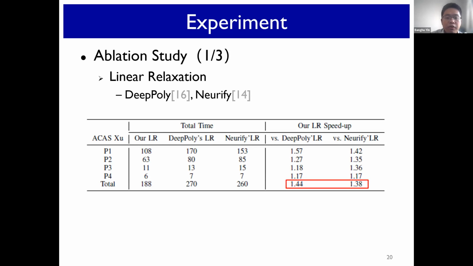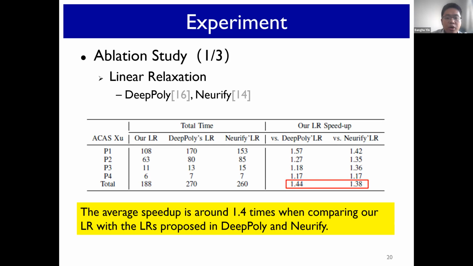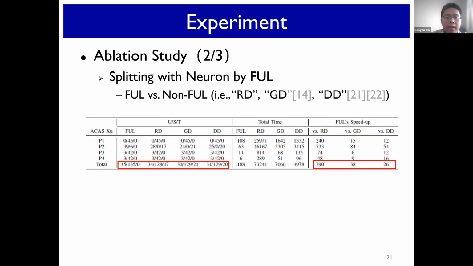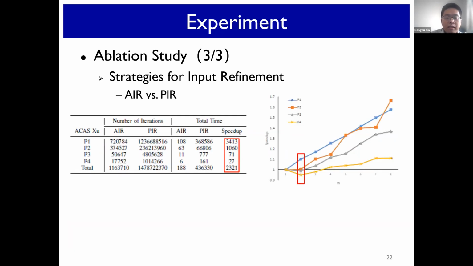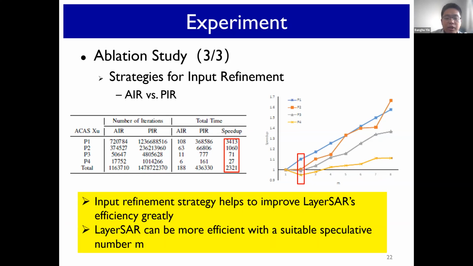During the ablation study, we found that the average speedup is around 1.2 times when comparing our linear reduction with the linear reductions proposed in DeepPoly and Verify. For the splitting strategy, we also found that first, the non-FUL strategy may be incomplete. Second, the FUL strategy is much faster than the non-FUL ones. For the input refinement technique, we found that first, it helps to improve Layerwised efficiency greatly. Second, Layerwised can be more efficient with a suitable speculative number M. For more details on the ablation study, please read our paper.